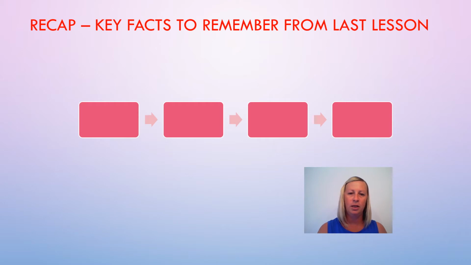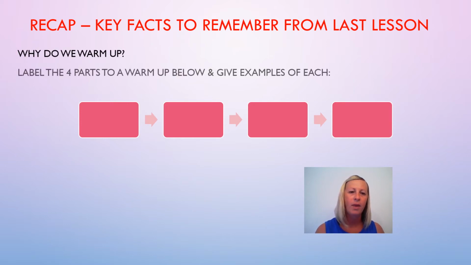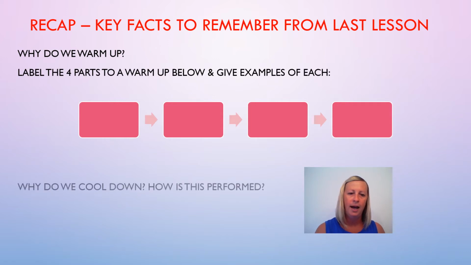Okay, so the first thing that we're going to do is just recap the key facts from last lesson. So this is what the slide looked like, and you had to try and think about why do we warm up. You need to be able to answer that. Label the 4 parts of the warm up below, and then talk about the importance of a cool down and how you might go about doing it. So pause the video now, have a think about those answers before you bring up the next slide, because the next slide is jam-packed with all the answers. So pause now. Try and answer those questions. When you think you've done it, go to the next slide.